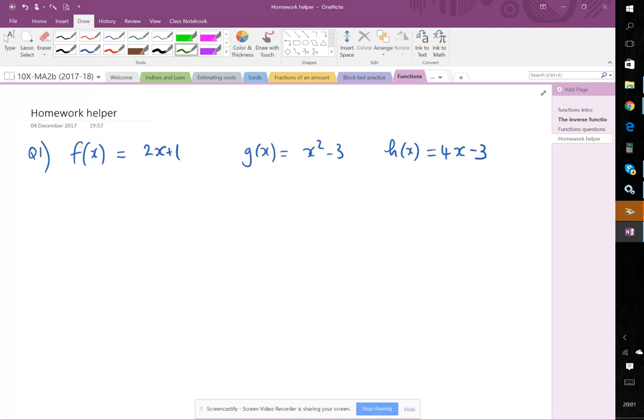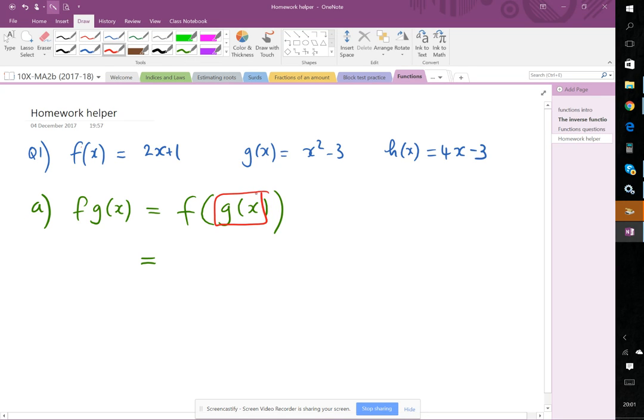It says find the following composite functions. So A says find fg of x. Now fg of x is the same notation as f brackets g of x. Remember what we need to do is to work from the inside first outwards. In other words, we're going to replace the inside, which is g of x. So instead of writing g of x, we're going to write what g of x is, which of course is x squared minus 3.